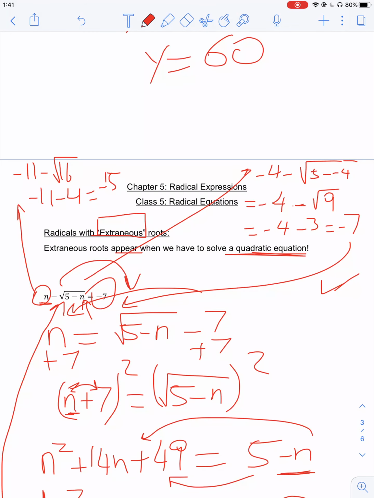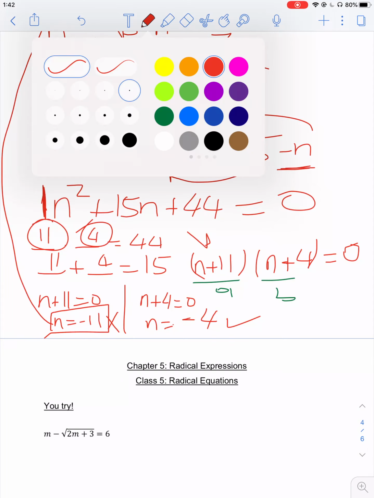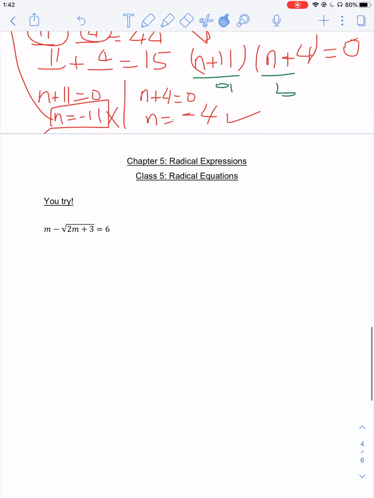One of them will not work. The one that does not work, this one over here, is what we call an extraneous root. So again, I'm going to ask you to pause the video and solve this question on your own.